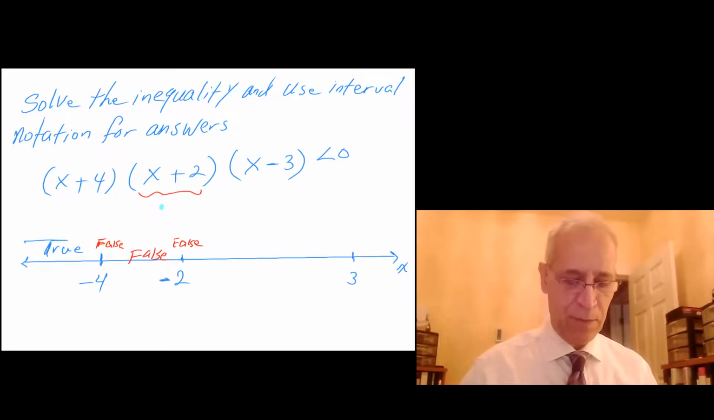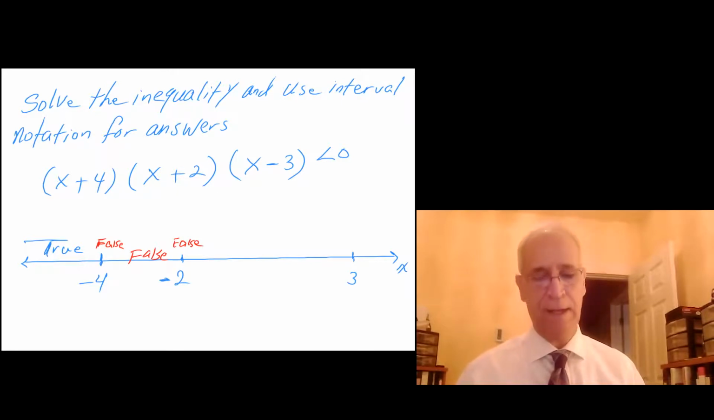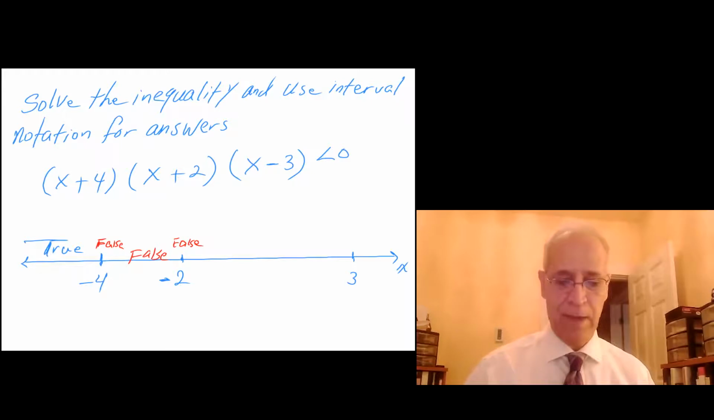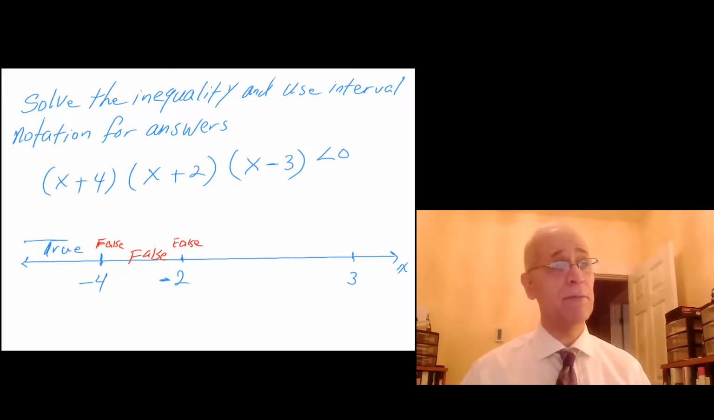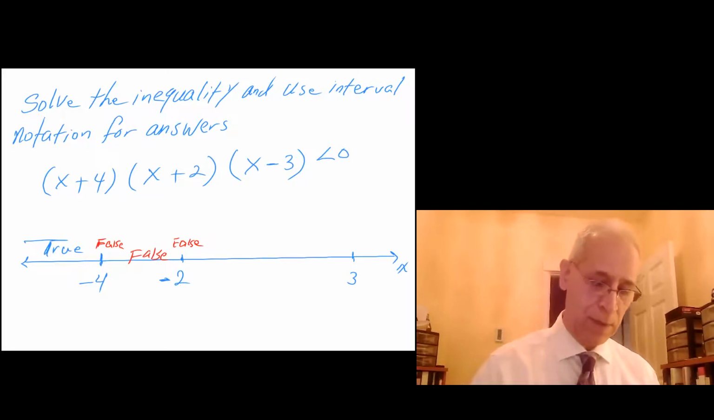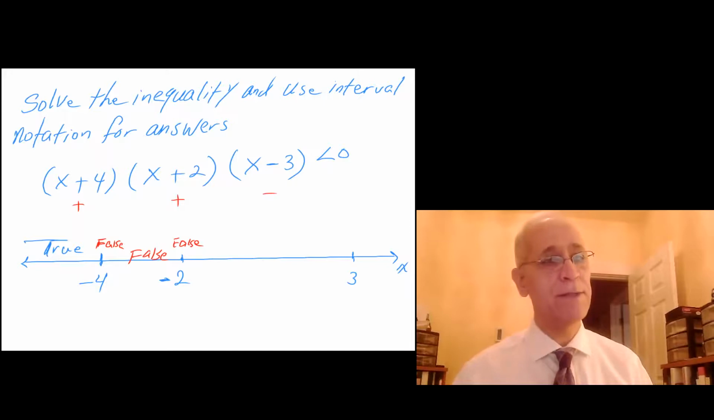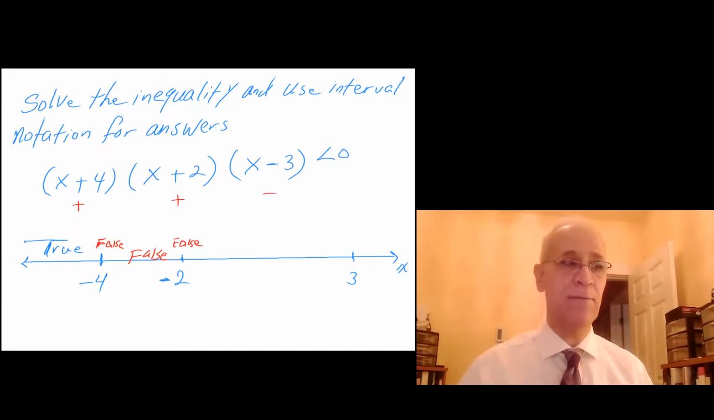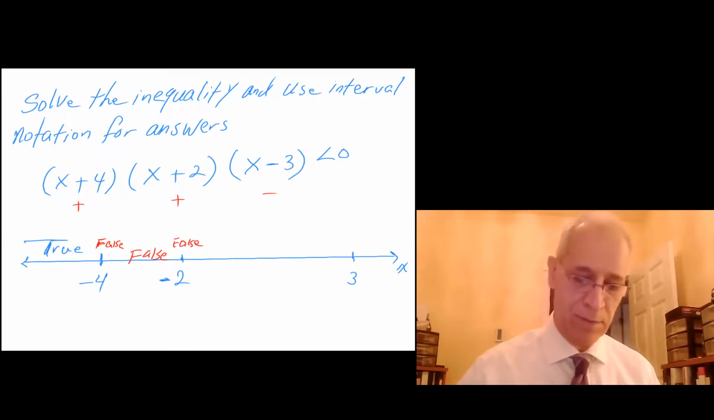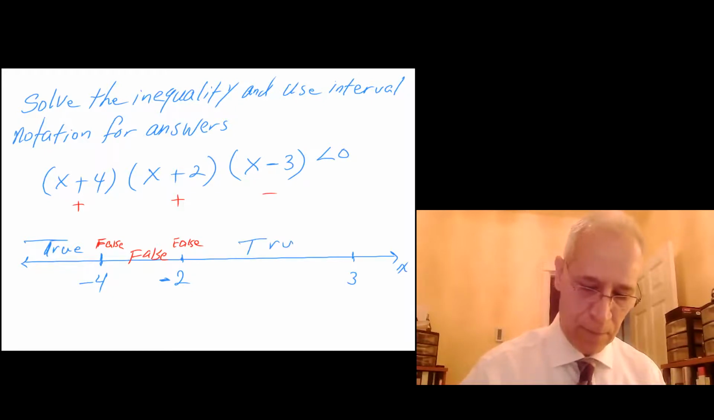How about a number between -2 and 3? Say 0. If I plug in 0, this gives me a positive, this gives me a positive, this gives me a negative. Positive times negative is negative, and a negative value is smaller than 0, so true for these values.